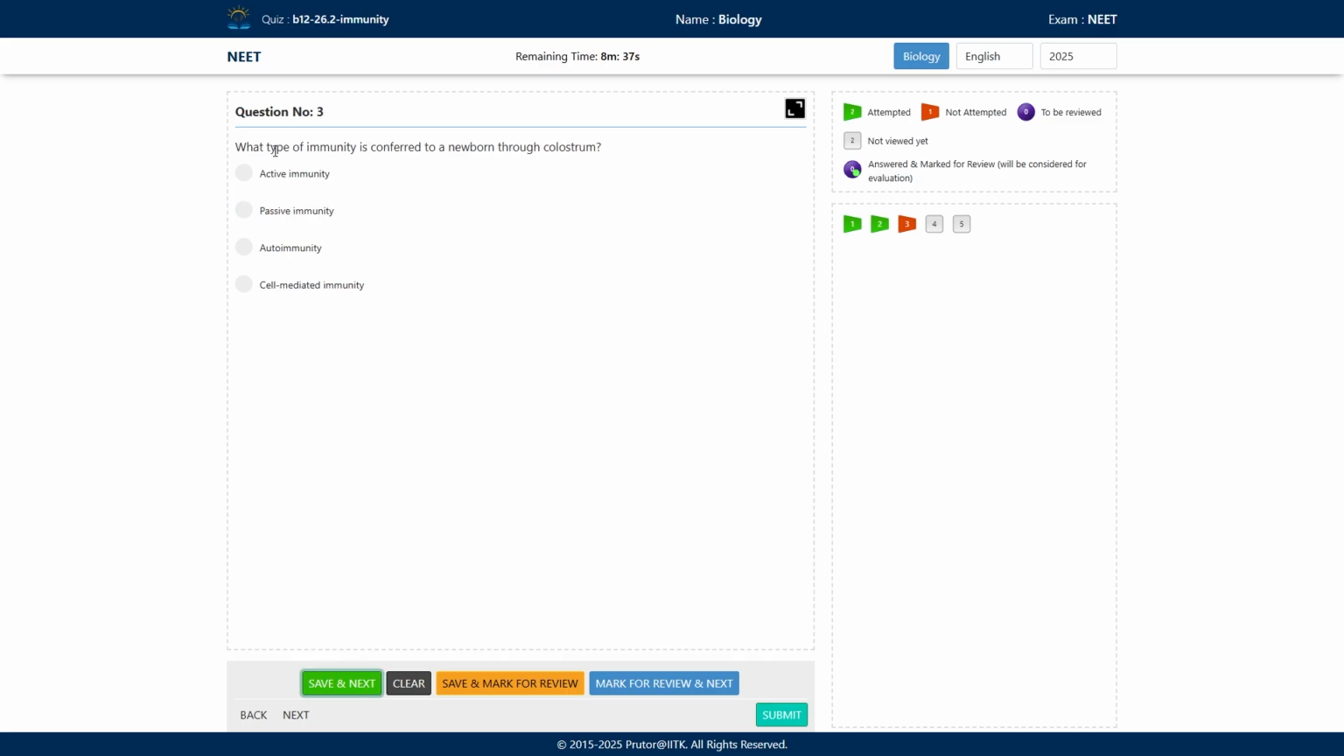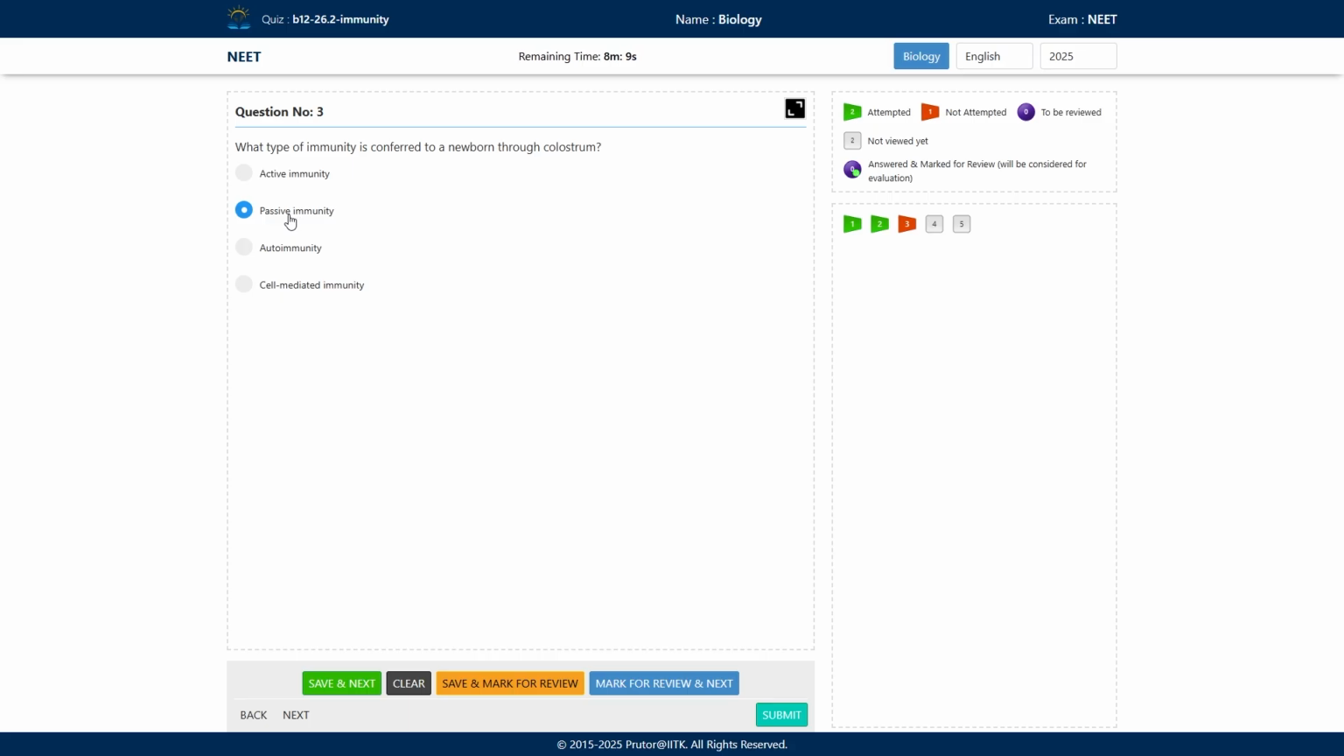Next question: which type of immunity is conferred to a newborn through colostrum? Colostrum is mother's milk, so breastfeeding is recommended by doctors. The options are active immunity, passive immunity, autoimmunity, or cell-mediated immunity. What is the correct answer? The correct answer is option B, passive immunity.